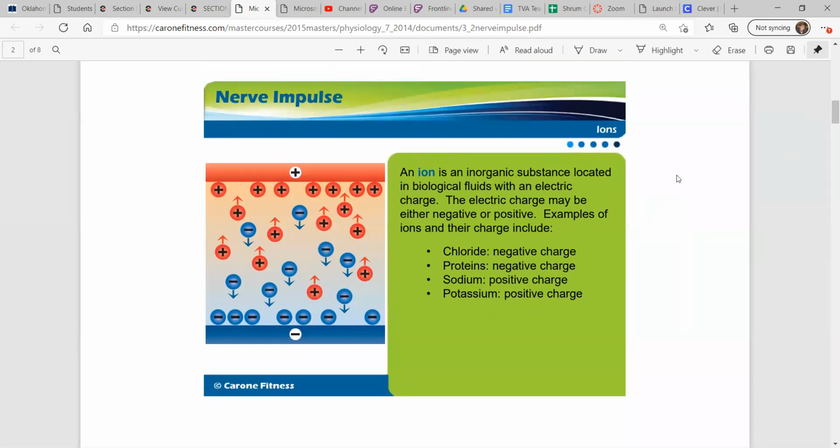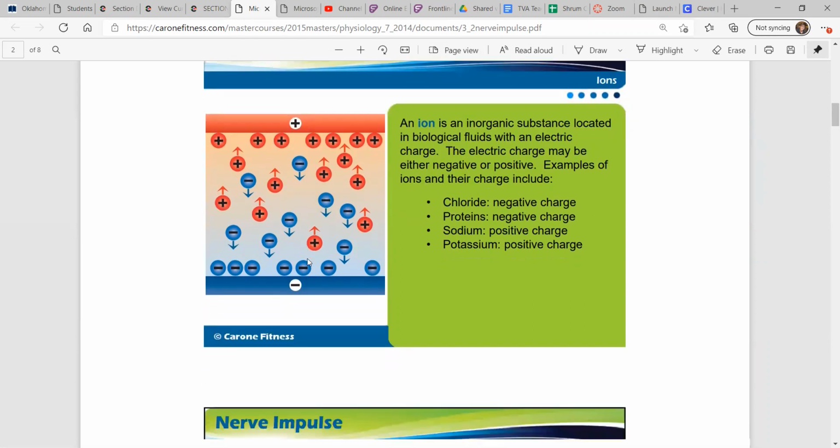An ion is an inorganic substance located in biological fluids with an electric charge. And the electric charge may be either negative or positive. So look at this picture here. We have these positive ions here, the red ones, and we have negative ions, which are blue in this example here. Examples of ions and their charge include chloride, which has a negative charge. Proteins have a negative charge. Sodium and potassium both have positive charges.